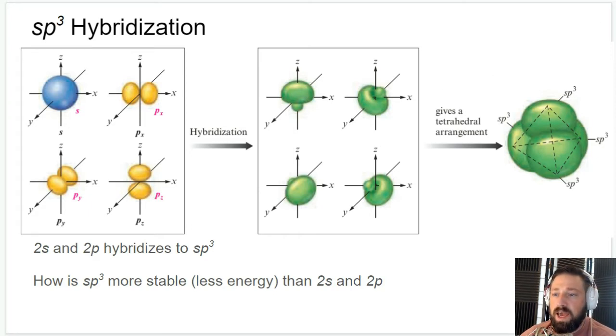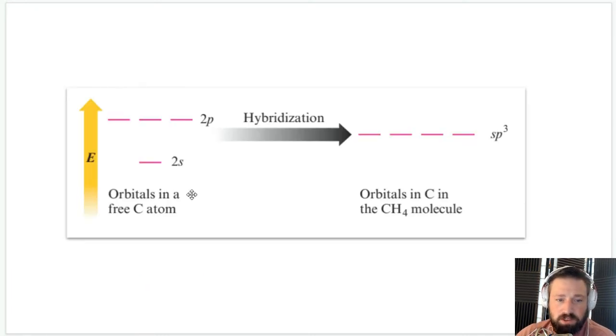Let's take a look at an energy diagram, and you can see what I'm talking about. This is the energy diagram of orbitals in a free carbon atom. You see the 2s, and here's the energy level of the 2p orbitals. But when you hybridize them together, they're all the same type. It's still 4 different orbitals. So 1, 2, 3, 4 orbitals, 1, 2, 3, 4 orbitals.